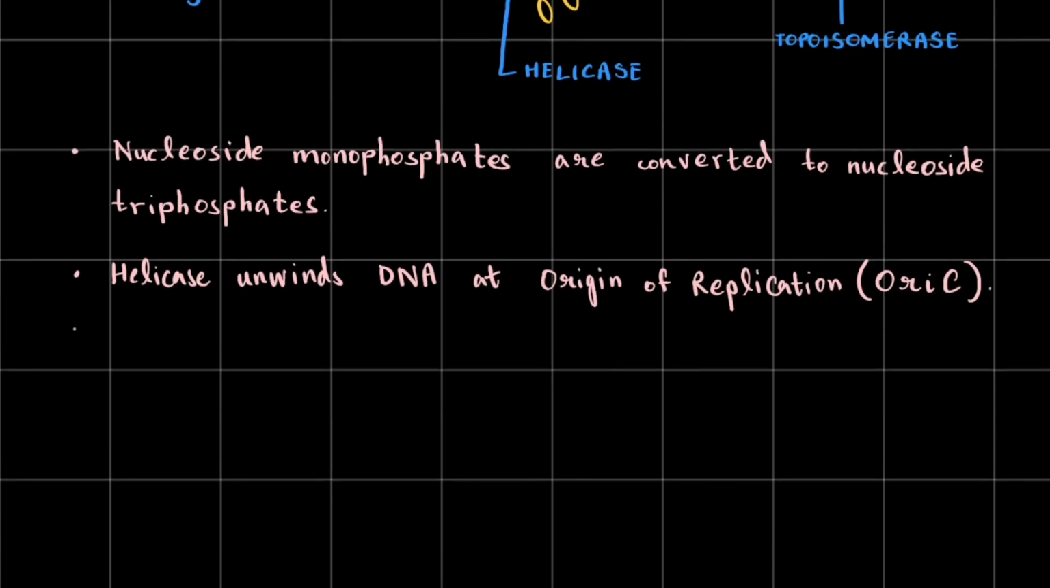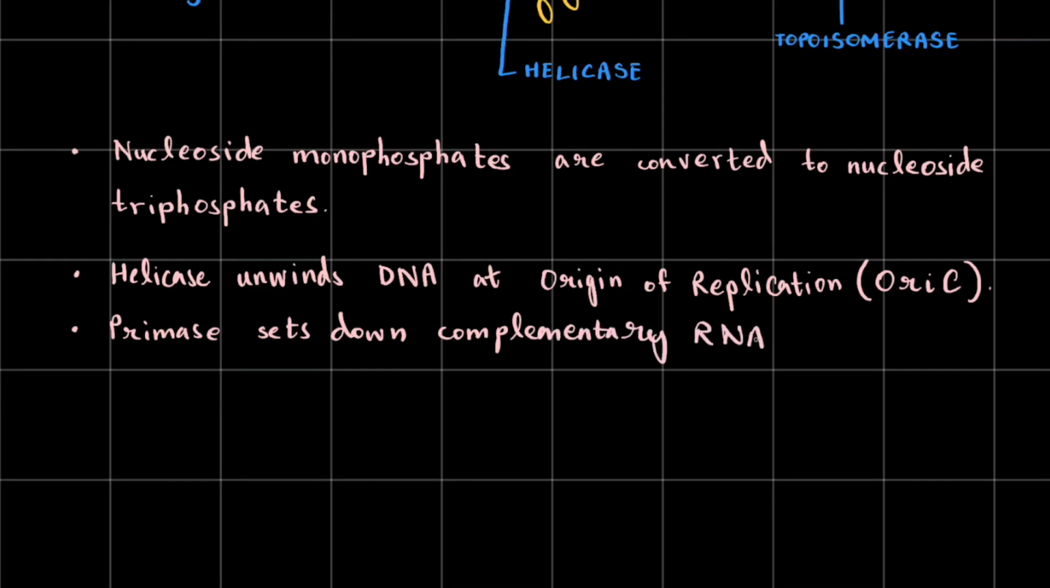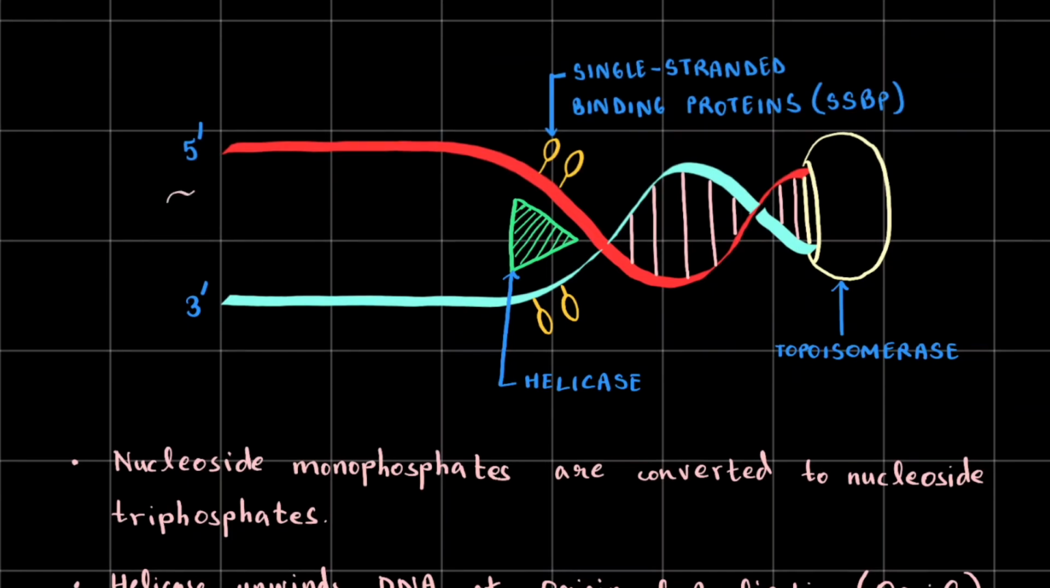Now after that, primase sets down a complementary RNA primer, right? So the primase is an enzyme, one primase comes like this on this strand and another primase like this on this strand, and it sets down the RNA primer. Let's make it yellow. Let's say this is one of the RNA primers, and this is the other RNA primer, and it's complementary to the strand.